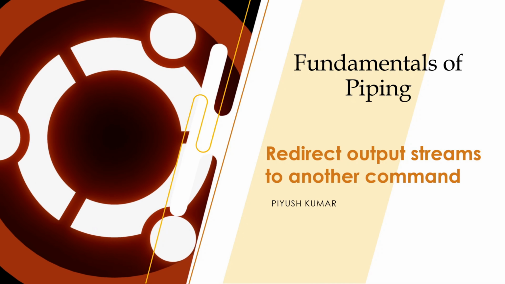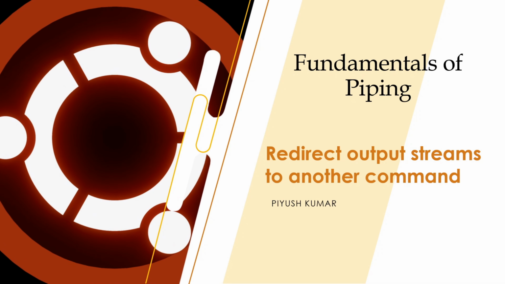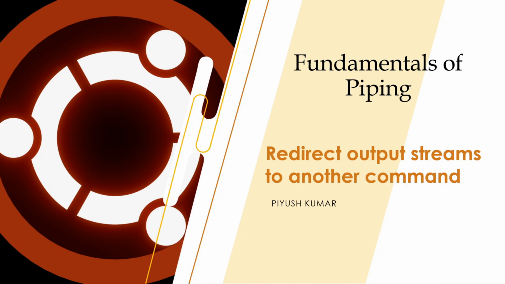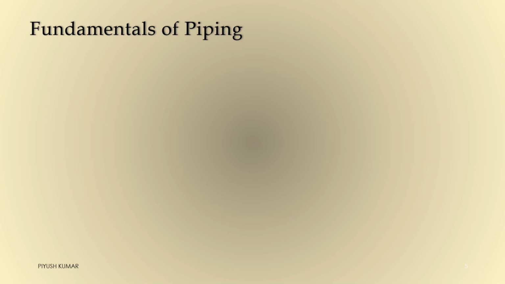In the last tutorial on redirection, we saw multiple ways to redirect output, or better, call it a data stream, from one command to get stored into a file located on our file system. Let's start this tutorial by understanding what piping is.